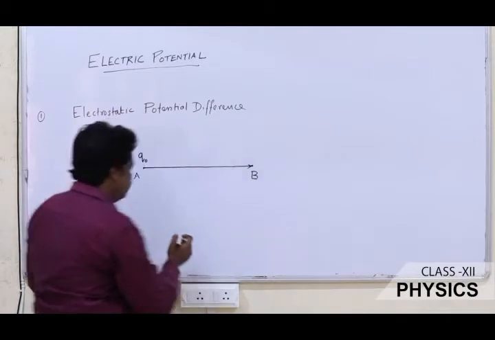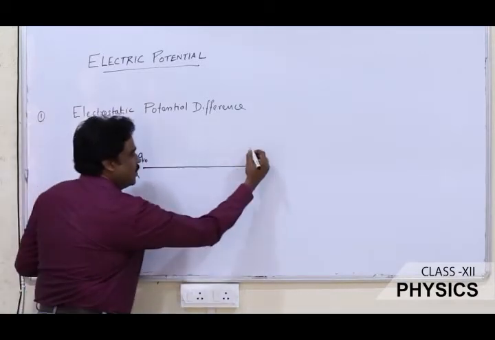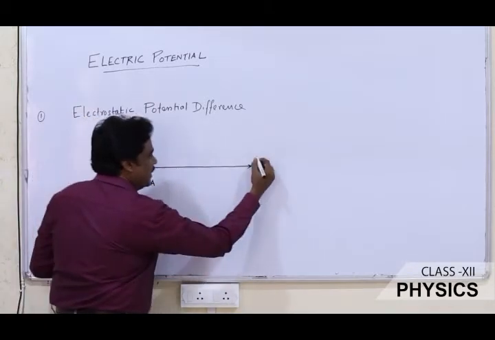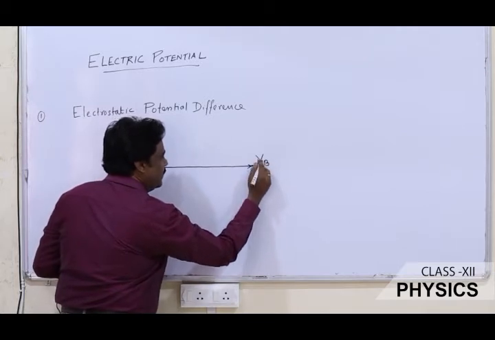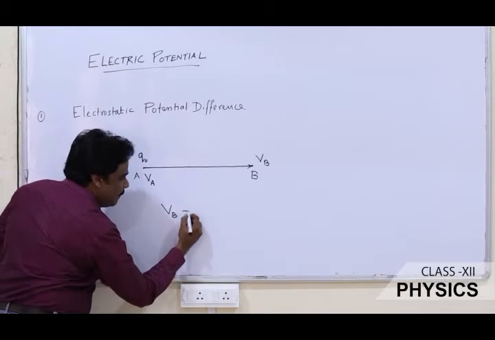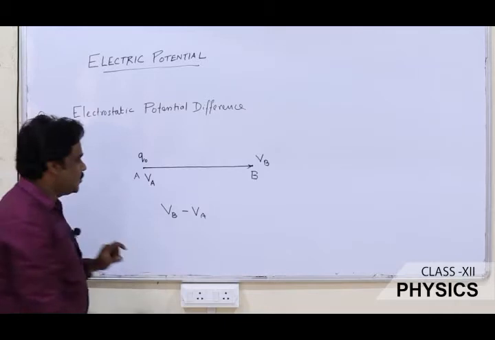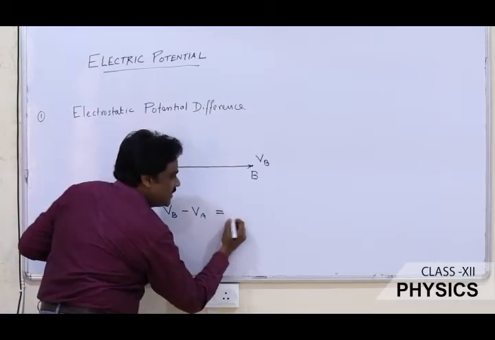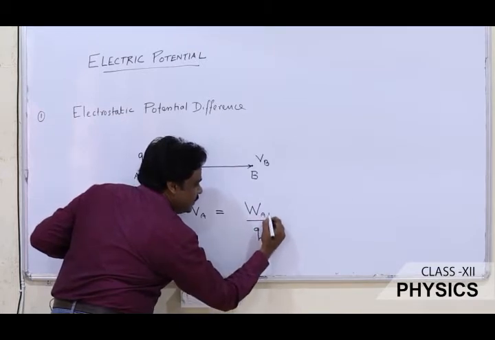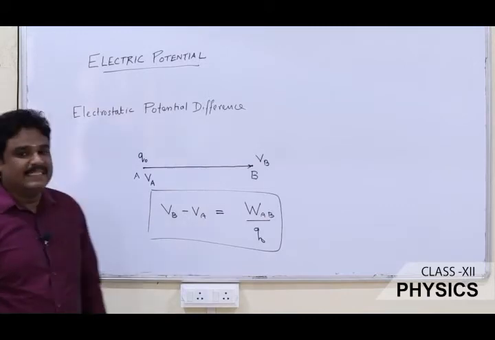Mathematically, I am going to explain what the potential difference is. Obviously, difference means 2 points are there. What is the potential at A? I am going to mark it as VA. What is the potential at B? I am going to mark it as VB. Now the difference is VB minus VA. Potential difference is represented by VB minus VA, and it is equal to the work done on the test charge Q0 in moving from A to B. That becomes the mathematical form of electrostatic potential difference.